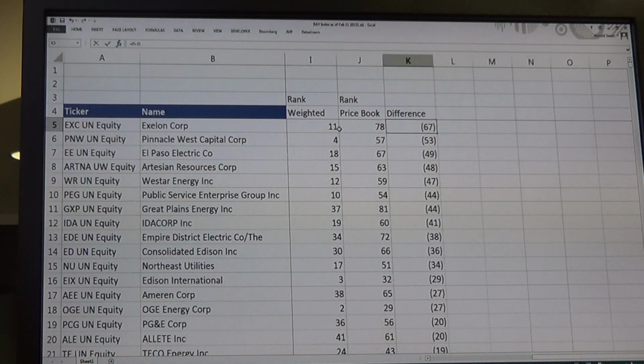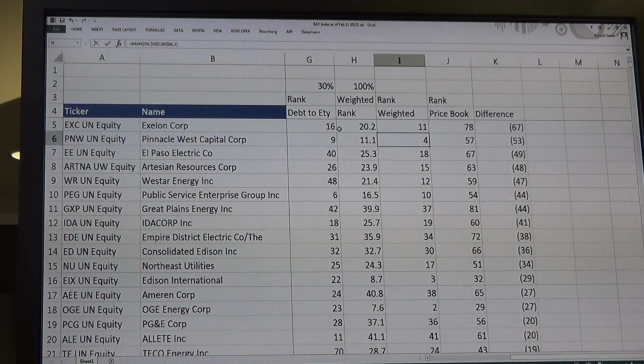So you can see our best ranked company is Exelon, which we've actually owned before. Our model ranked them number 11, yet their price to book is number 78, so they're the biggest difference we have. Pinnacle West would be interesting to look at. Our model loves it. It's got one of the lowest price to books. And so what I like is a firm that's ranked really high, like both of these firms, that the market doesn't have ranked very high.